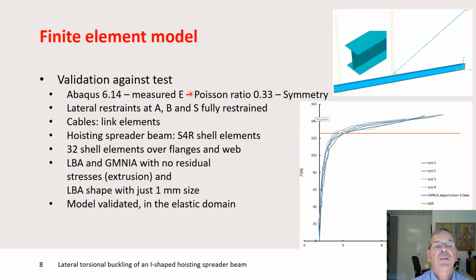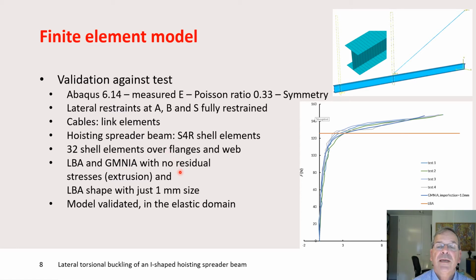We validated the model against the test, but only in the elastic domain because the beam was quite slender. We used Abaqus, the measured Young's modulus, the Poisson ratio of aluminium. We used symmetry, as you can see in this graph. And the lateral restraints were placed at A, B, and S. We have seen before that whether or not to use them is not really important, but in a finite element method you have to have lateral restraints. The cables are modeled by link elements, the hoisting spreader beam itself by shell elements, and we use quite a lot of these shell elements.